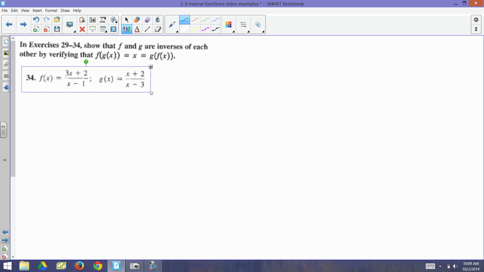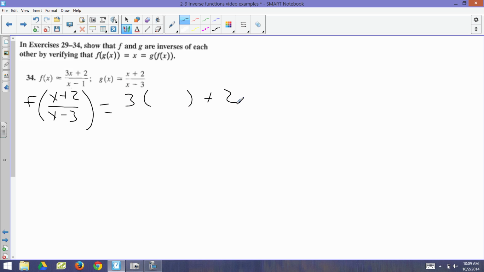In exercise 29 to 34, show that f and g are inverses, so the same thing I want to do. So I want to find f of g of x, and then after that I want to find g of f of x. So let me do that. My f function is 3x plus 2 over x minus 1. So instead of x, I have x plus 2 over x minus 3.